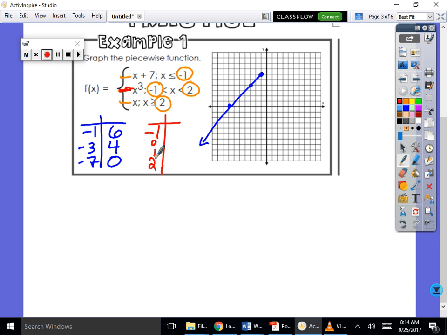Okay, what's -1 times -1 times -1? Excellent. What's 0 times 0 times 0? What's 1 times 1 times 1? What's 2 times 2 times 2? 8. Beautiful. Let's plot these points.